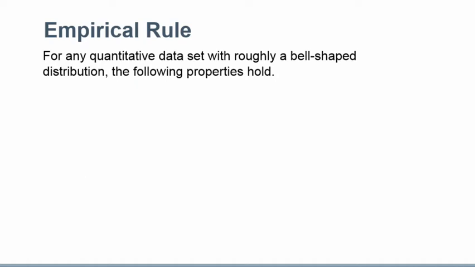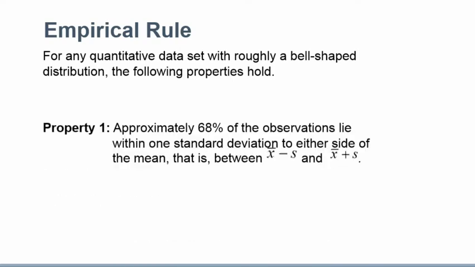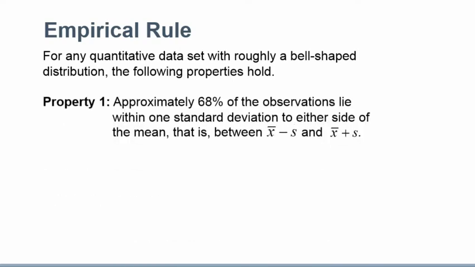Empirical rule. For any quantitative data set with roughly a bell-shaped distribution, the following properties hold. Property 1. Approximately 68% of the observations lie within one standard deviation to either side of the mean. That is, between x bar minus s and x bar plus s.